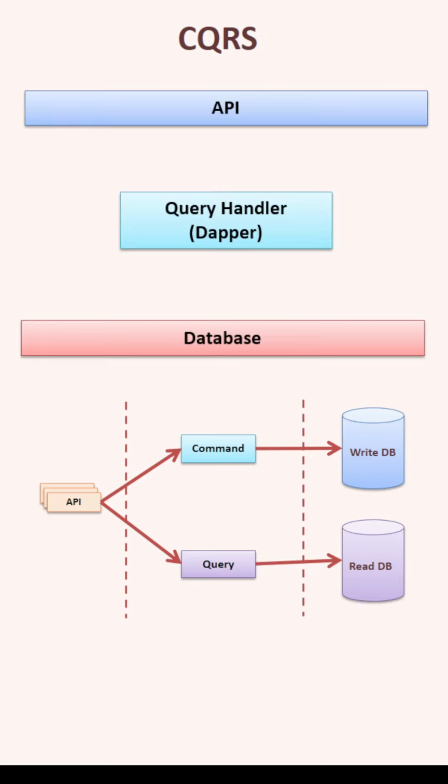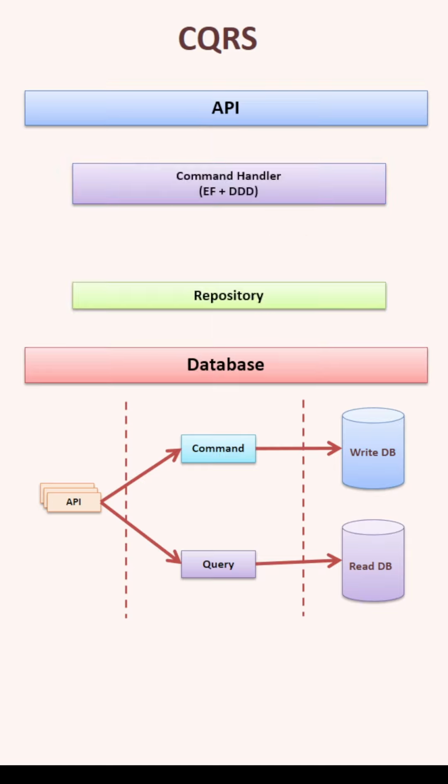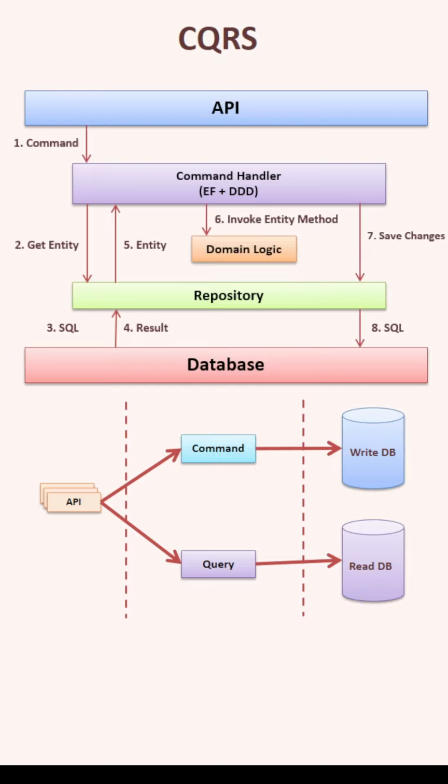CQRS promotes the separation of concerns, which allows us to focus on different requirements for each path. For our queries, the flow can be relatively simple. We want minimum steps or indirections to maximize the performance of our queries. For the commands, the flow is significantly more complex, because first we need to fetch the entity from the database, and then we need to execute the business logic, often relying on domain-driven design and rich domain models.